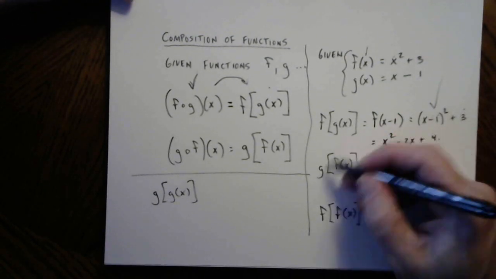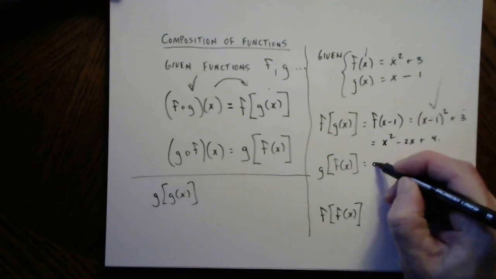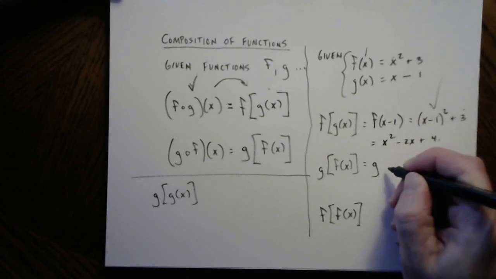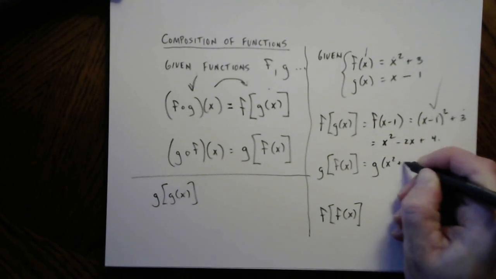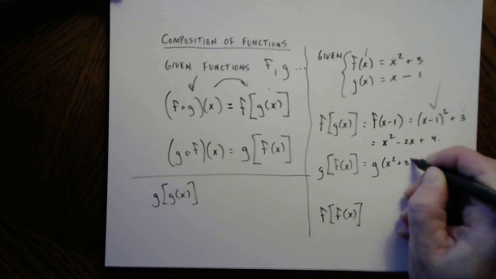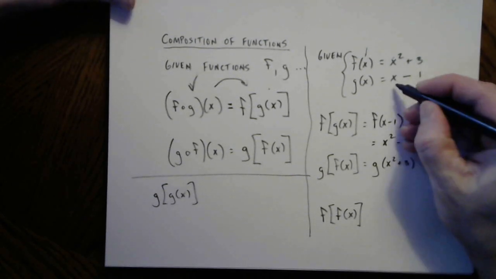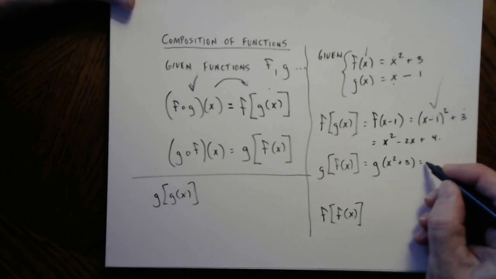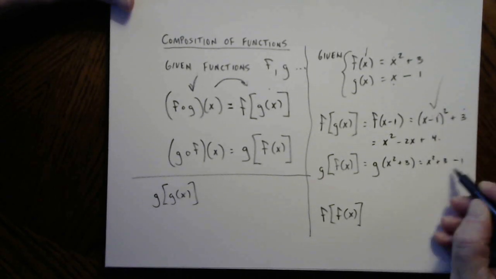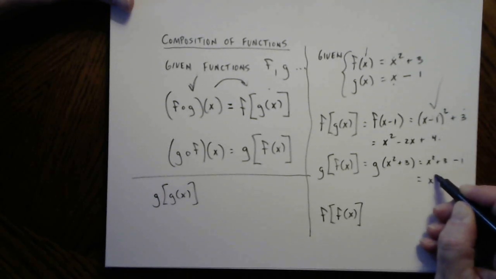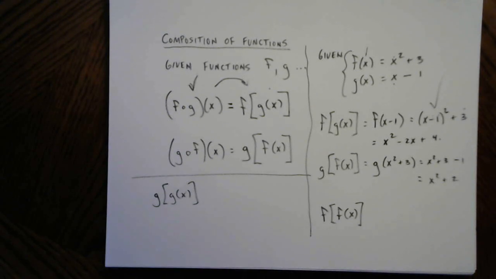Okay, we're going to flip it. We're going to flip-flop it. So f is what's going into the function g. So this will be g of x squared plus 3. So that's the input. That'll go there: x squared plus 3 minus 1. So I'll just combine those and be done with it. And that looks like it'll be a parabola shifted up 2.